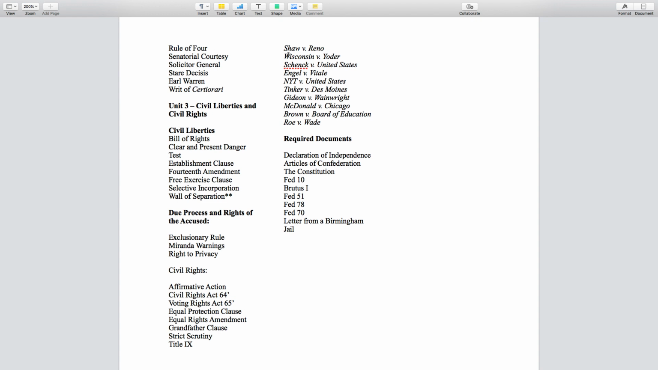Second thing is just the peaceful nature of the Amish as well. So what you're seeing is an affirmation of the free exercise clause in Wisconsin versus Yoder. Schenck versus United States, I kind of already touched on that, as well as Engel versus Vitale.